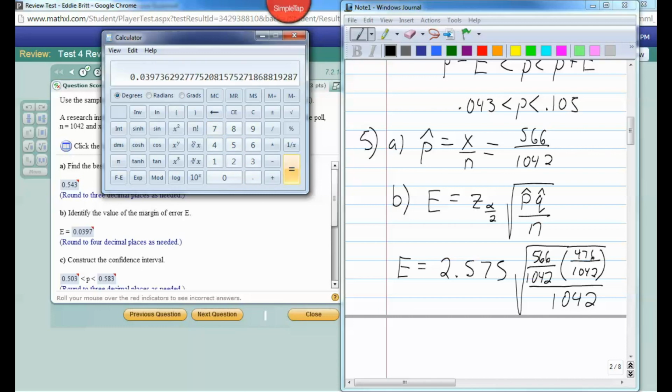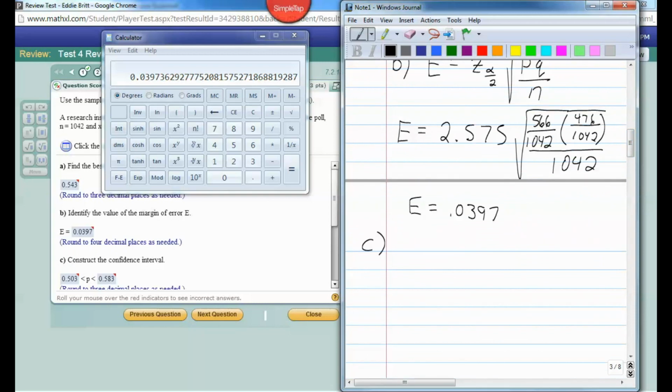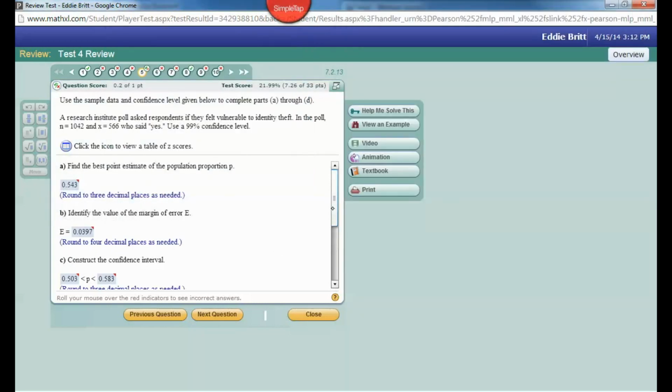This is our margin of error, and it says round to 4 decimal places: 1, 2, 3, 4. So 0.0397. That's the margin of error, part B. Now part C, construct the confidence interval.